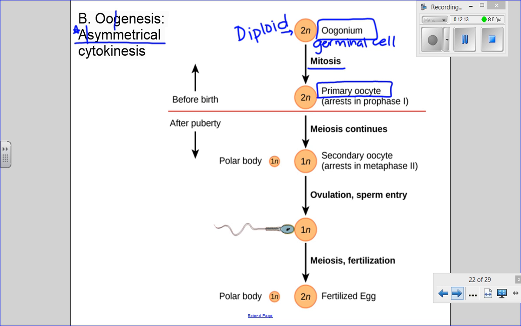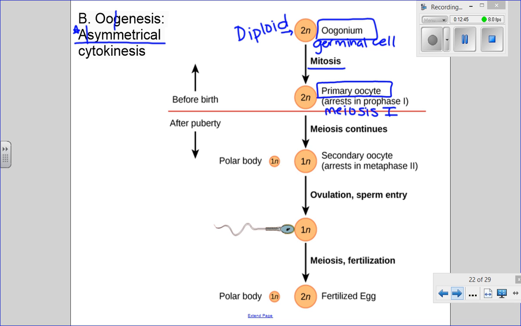So your primary oocyte, just like your primary spermatocyte, is the one that is undergoing meiosis 1. Now it doesn't finish meiosis 1. You'll see that it arrests, which means it stops in prophase 1. So it doesn't finish meiosis 1 until puberty occurs. And then there's a hormonal signal telling the female's body to continue on with the production.